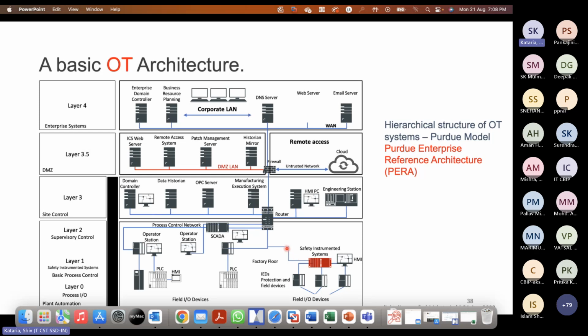In this example, though it's not from grid, it's a typical hierarchical architecture based on the 5D model. In this particular architecture, the point of IDS would be your SIS system or your SCADA system. Then at your site level control, you will be putting it below the firewall. And we might also put it at the enterprise side of the network as well, so your enterprise level systems.